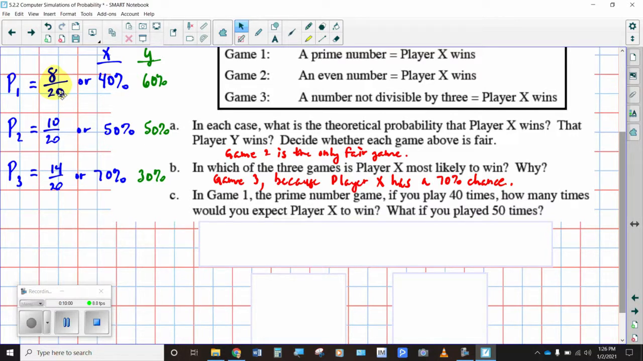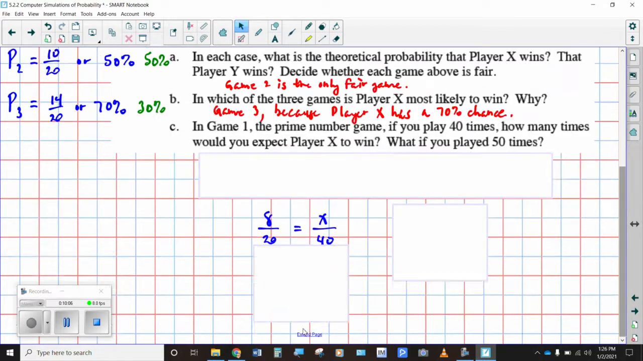That's the theoretical probability. So if that's the expectation, then if you played twice as many games, you would expect to win twice the number of times, which means that we would expect player X to win game 1 16 times if you played the game 40 times, okay?